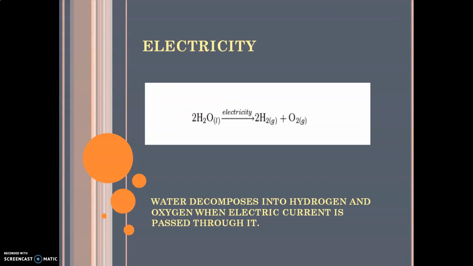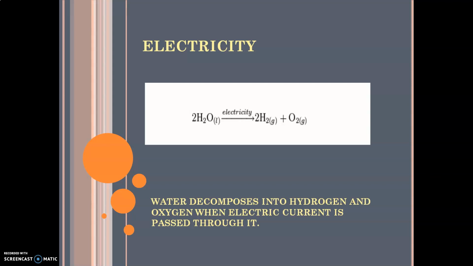Okay. Then in certain chemical reactions, electricity is also very important. There are certain chemical reactions in which, when you provide them electricity, only then the reactants break and form the products. Here in the slide you can see the example of water. When electric current is passed through water, what happens? It decomposes into H2 and O2, into hydrogen and oxygen.